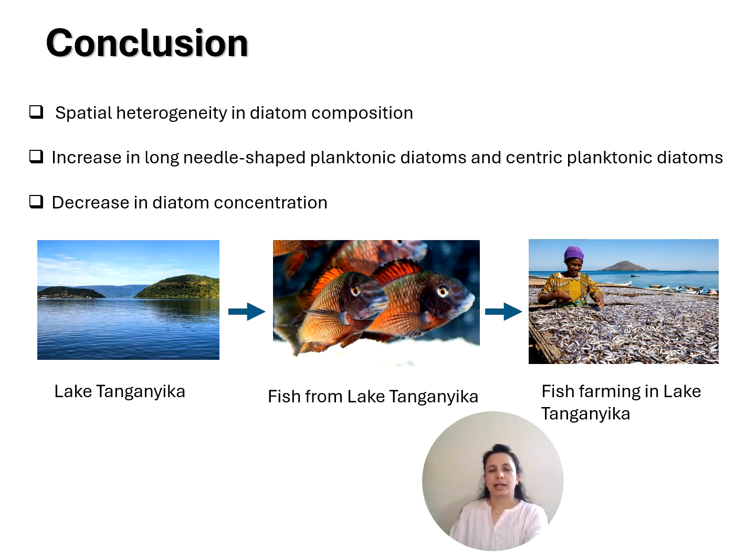So we can say that there is spatial heterogeneity in diatom composition at different locations of Lake Tanganyika. There is an increase in long needle-shaped planktonic diatoms and centric planktonic diatoms. At the same time, diatom concentration is declining. So if we want to see a healthy Lake Tanganyika, a healthy fish population, and happy people living around the lake, we should implement a sustainable lake conservation management plan.